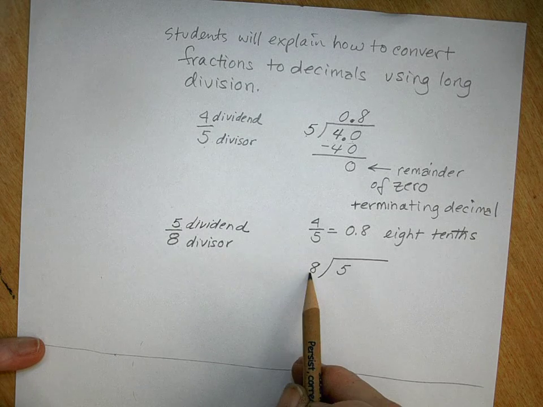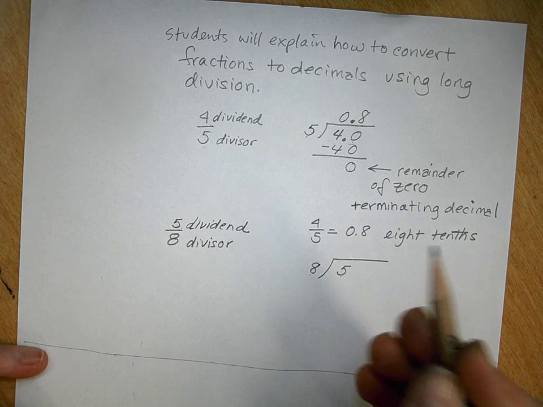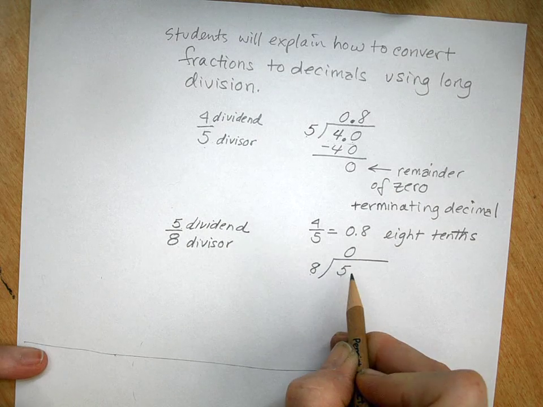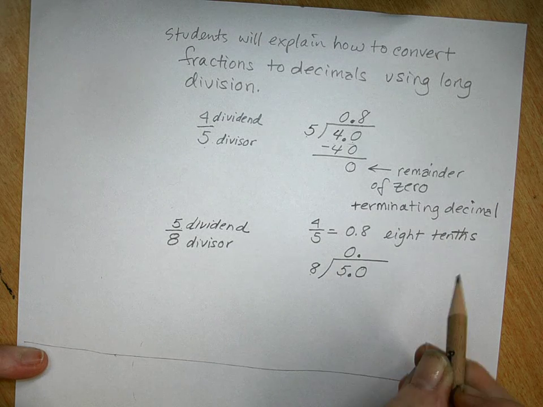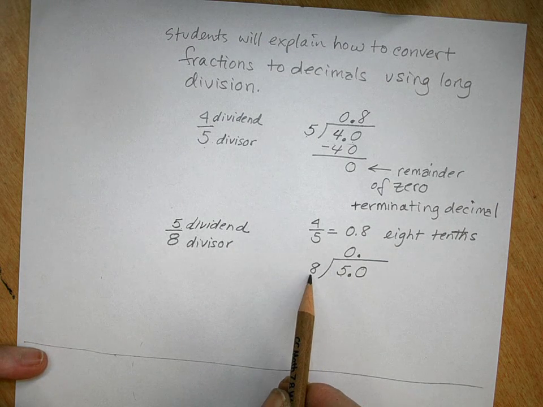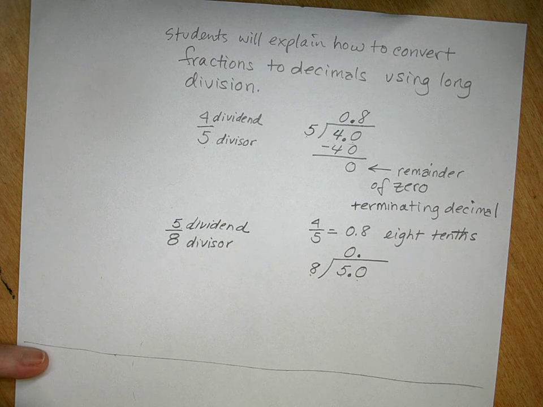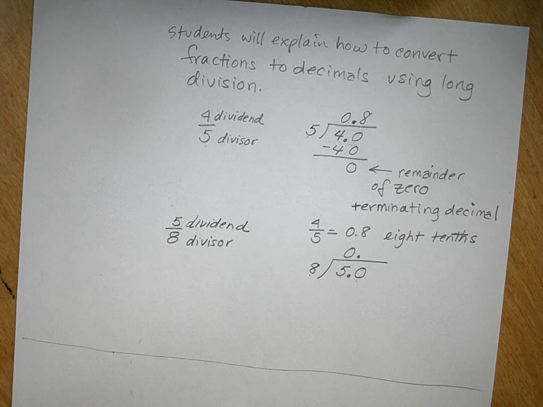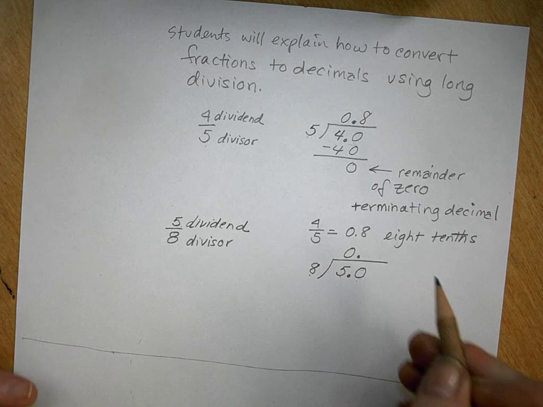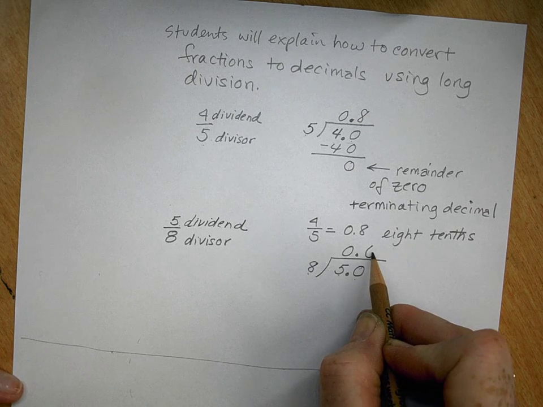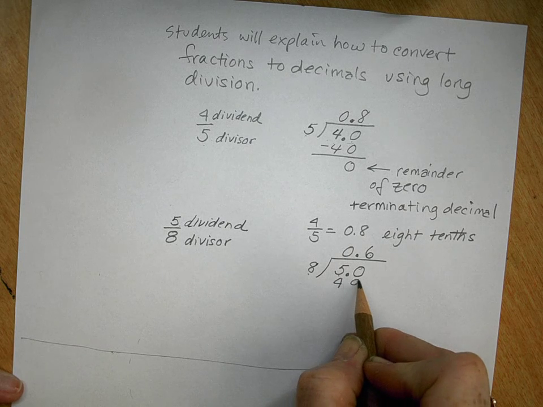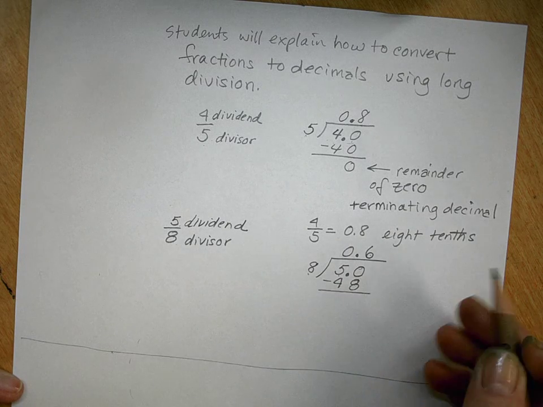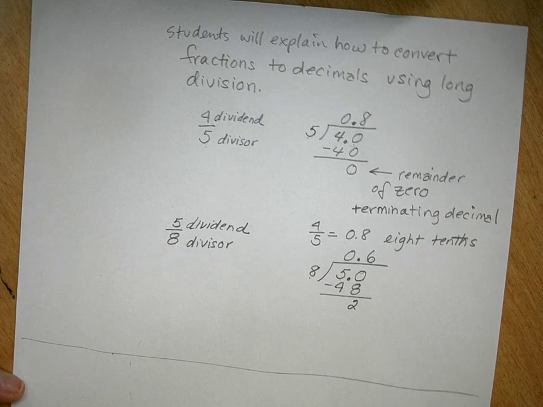And I ask myself, does 8 divide evenly into 5? Well, no, it doesn't. I hold the place with a 0. I add my decimal point. I add another 0. I ask myself, how many times does 8 go into 50? And I think of a multiple of 8 that's close to 50 but doesn't go over it. And I think, well, 6 times 8 is 48. So I'll put a 6 here. 6 times 8 is 48. And I subtract that. I have a remainder of 2.